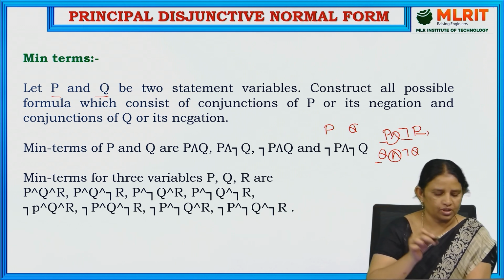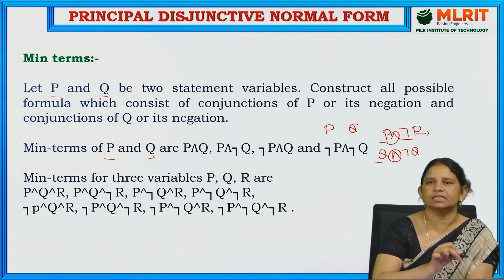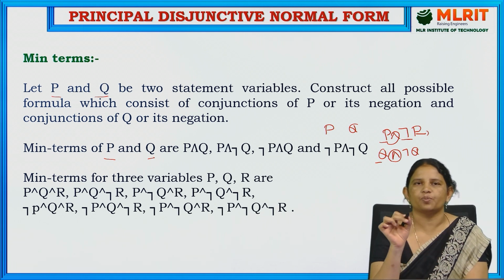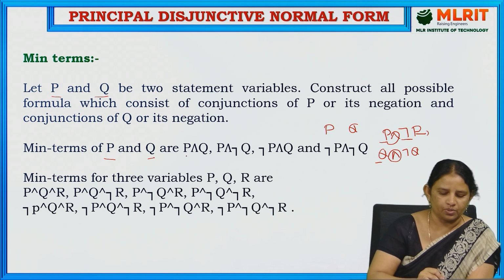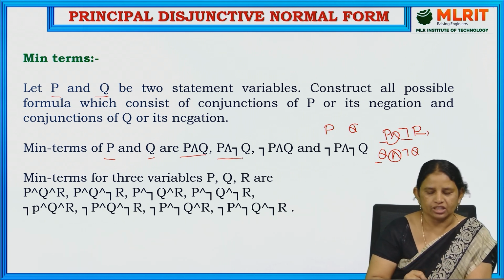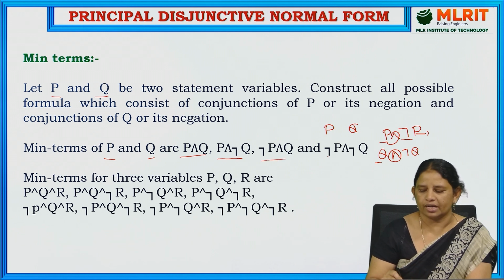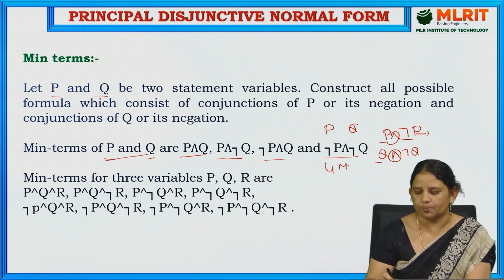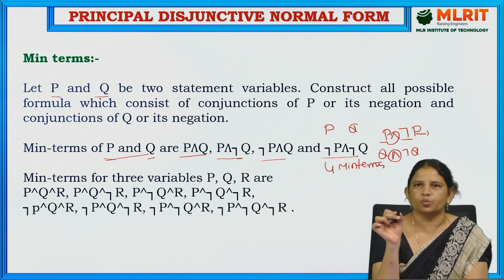So, if there are two propositions present in the statement formula, there is a possibility of getting four minterms. That may be P and Q is one type of minterm, P and negation Q is the second minterm, negation P and Q, negation P and negation Q. So for two propositions, a maximum of four minterms are possible.